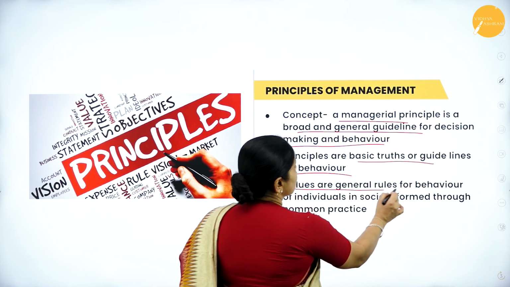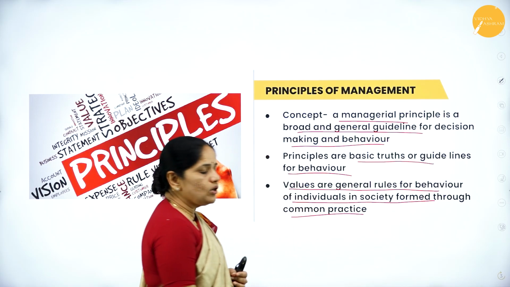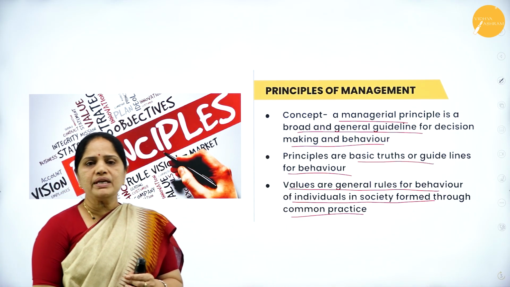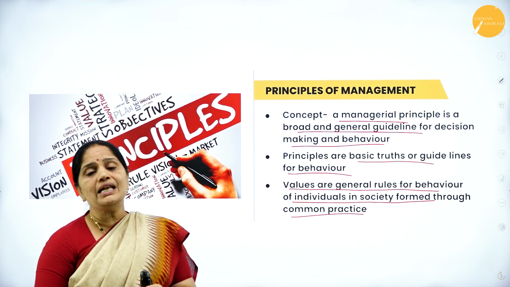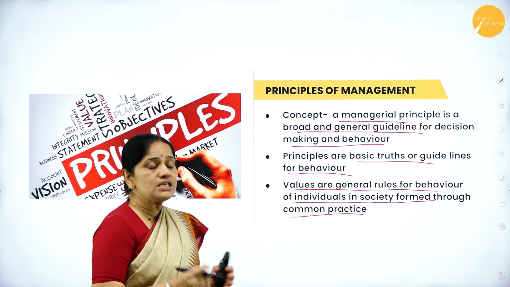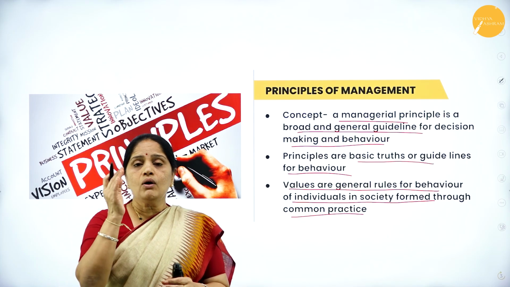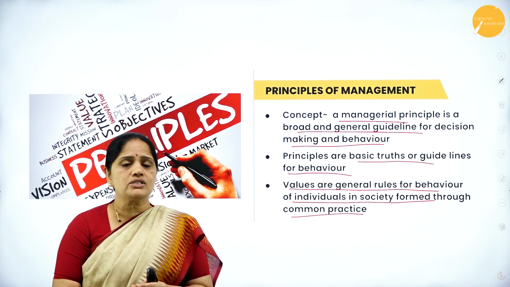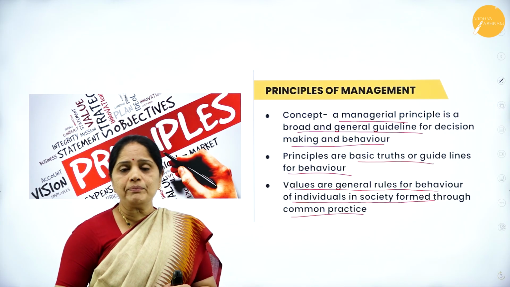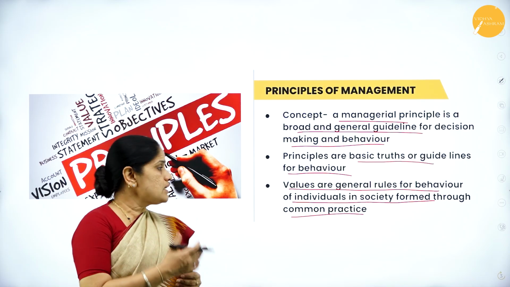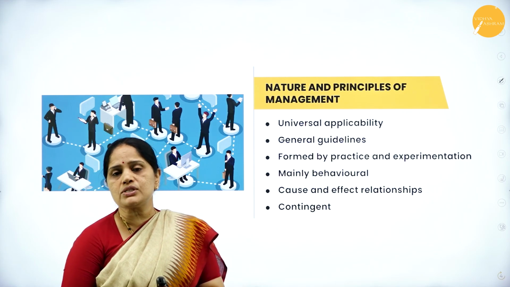So what are the values? Values are general rules for behavior of individuals in society formed through common practice. Now, what do we mean by values? Whenever we think of principles, we also associate with values. Now, what is this values? Values are general rules for behavior. What are those behaviors which are accepted by the society? What are those behaviors which are not accepted by the society? Those which are accepted by the society and those which are in common practice, all of them we call as values.